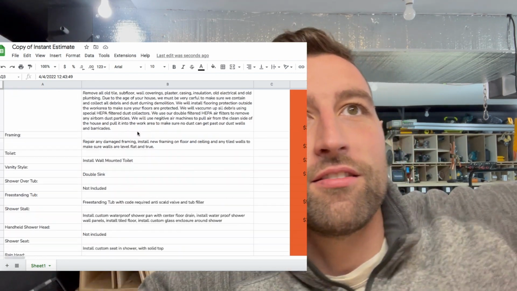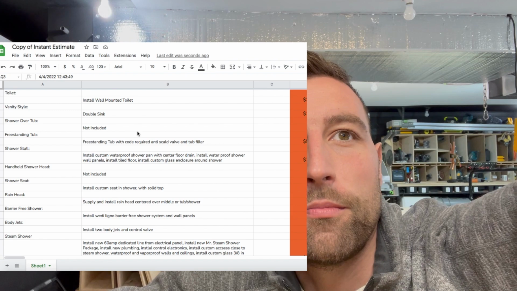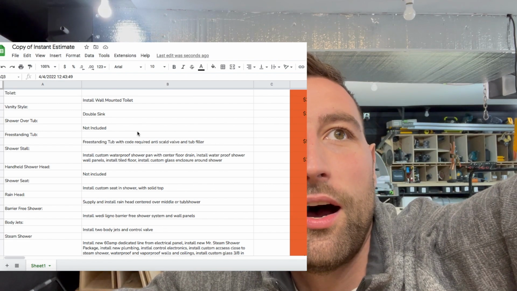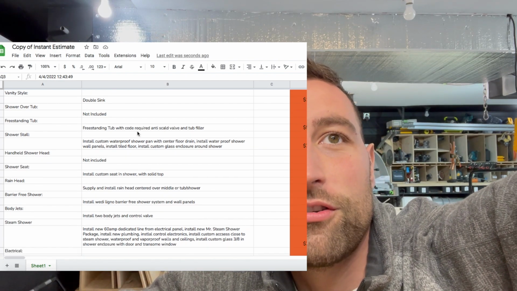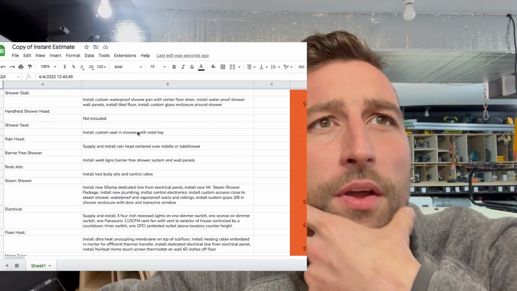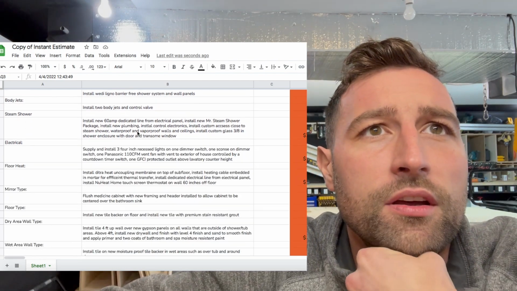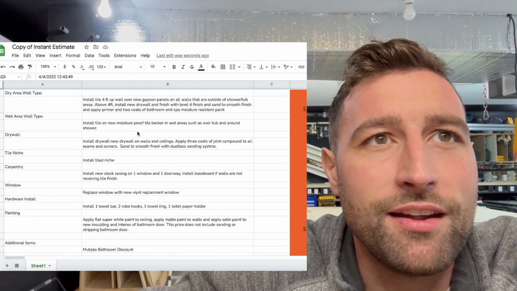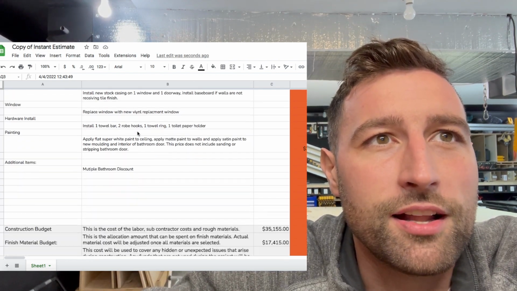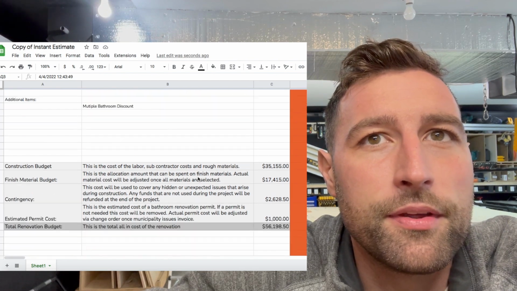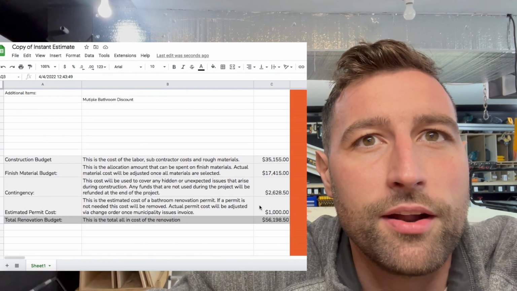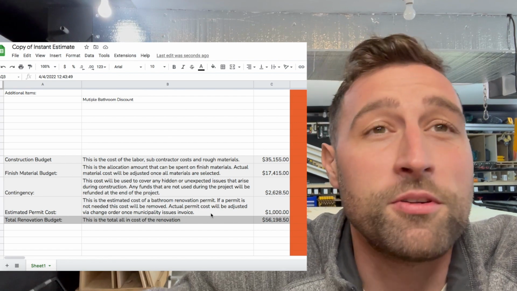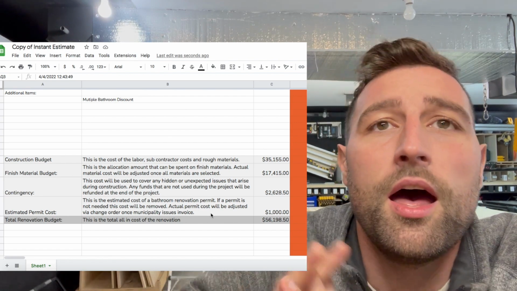And now it says it is a custom bathroom. There is a double sink. There's no shower over tub, so it says it's not included. Everything we talked about in that question is now written out here so the client can see. There's no multiple bathroom discount. And how much is it going to cost? There it is. That's how much it's going to cost for all that stuff.